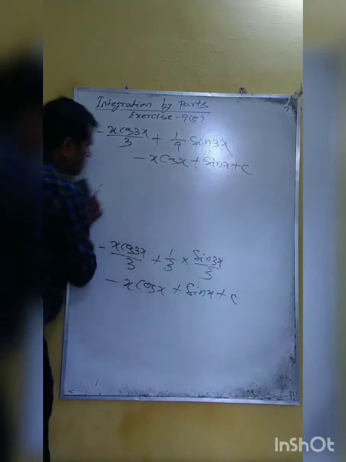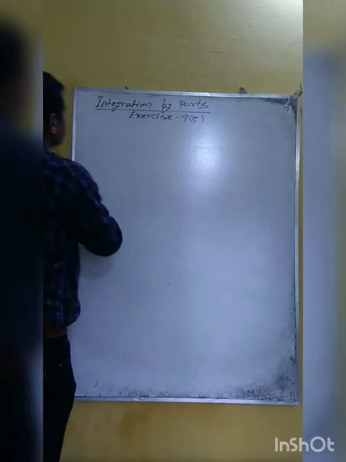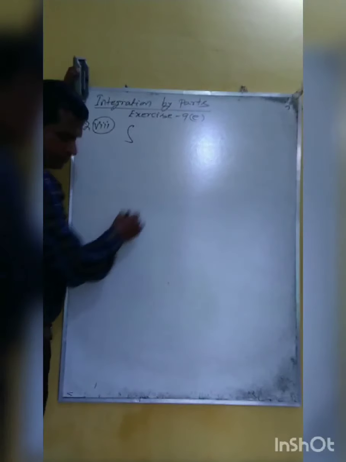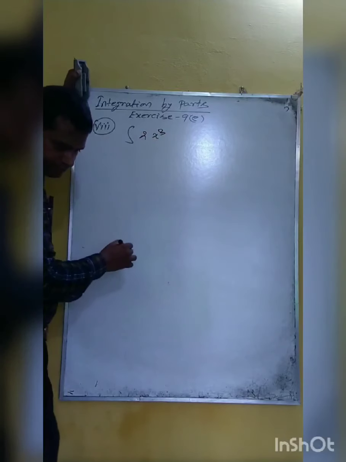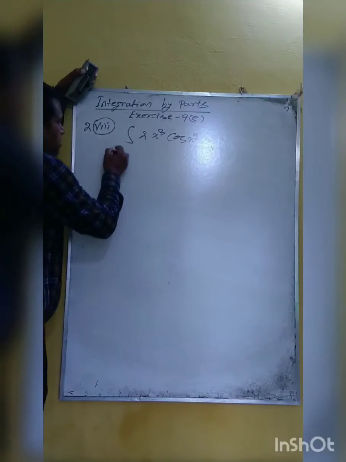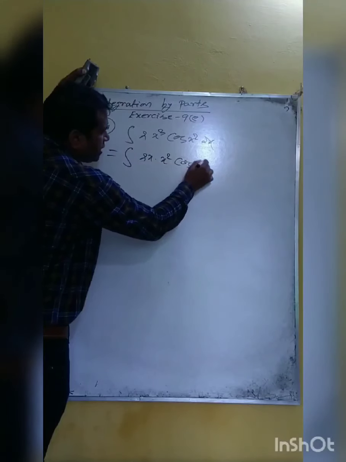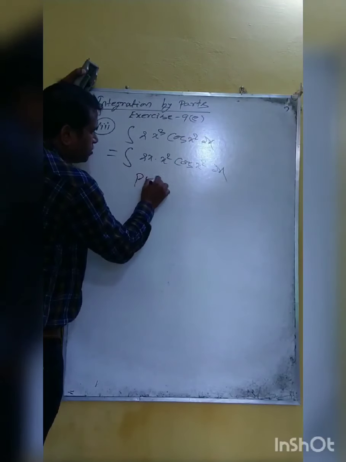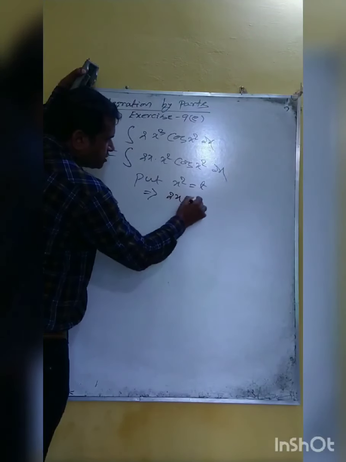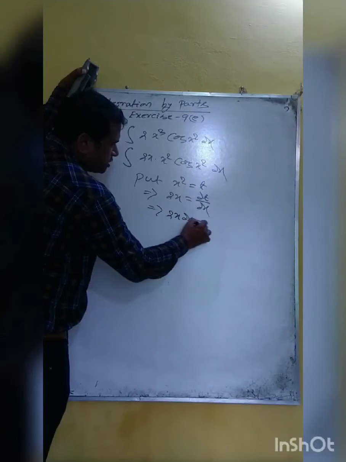Next, we discuss another problem, number 2 (b)(iii): integral 2x cube cos x square dx. Okay, that can be written as 2x into x square cos x square dx. Put x square equal to t, differentiate both sides: 2x equals dt by dx, that implies 2x dx is equal to dt.